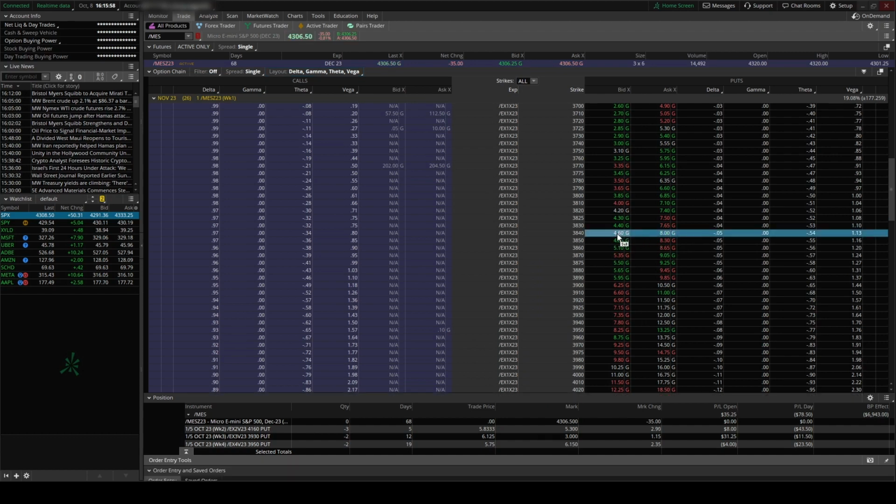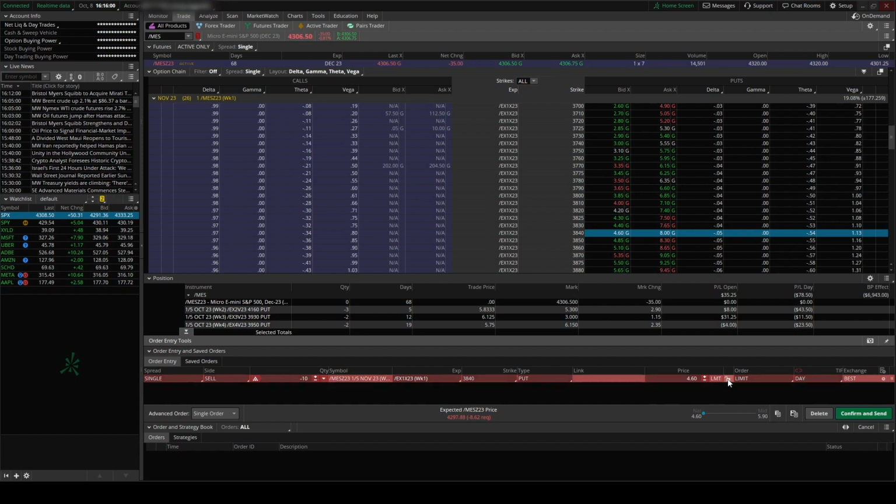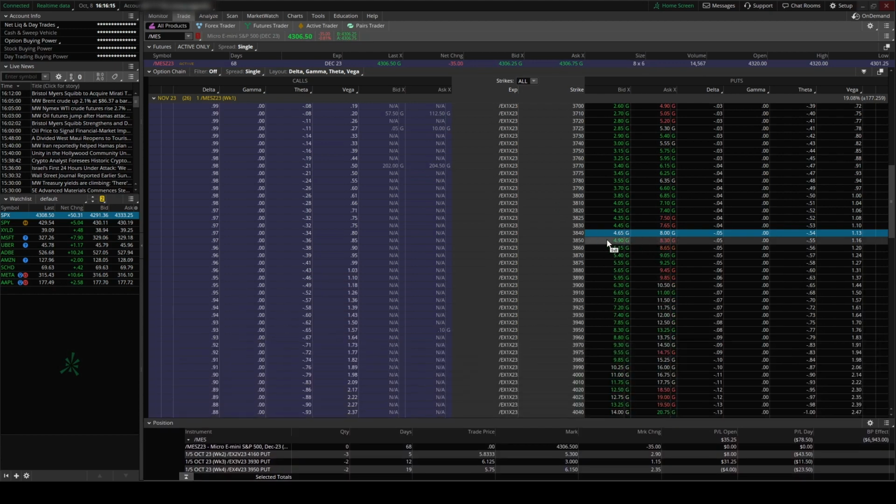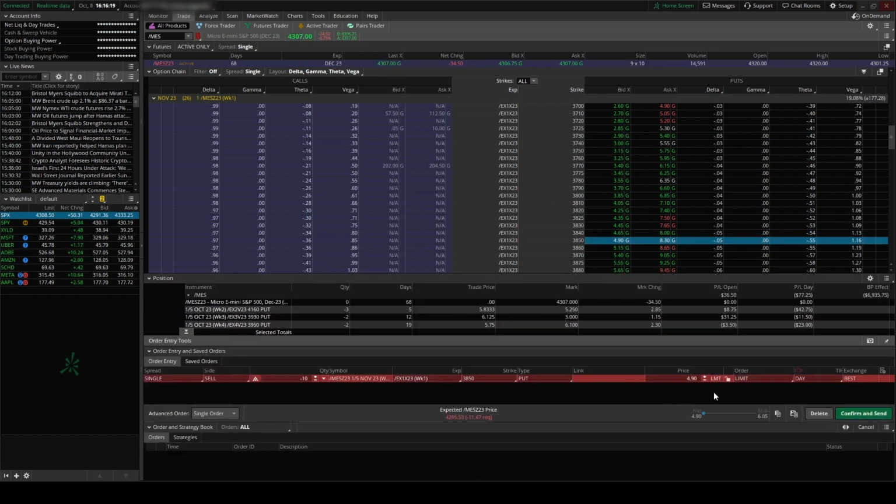38.40. Click on the bid and unlock this. Make sure it's unlocked. This tells you the mid price. The mid price right here is 590, which is pretty good. But I want to see if I can get $6 here on the mid price. So let's go up one more to this one and look at the mid price, 605. Let's see if we can get 605 for that.